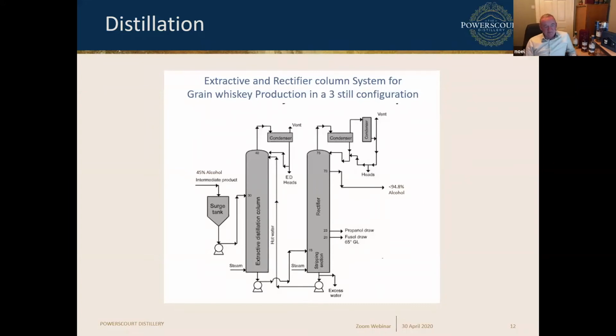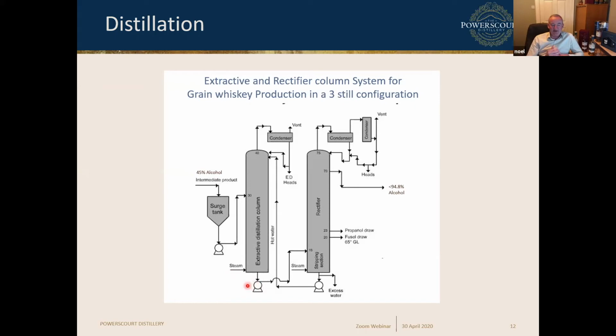This is a little bit more complex than what we talked about in the previous column. Here we have the feed going in at the middle. We're adding water, which is wastewater from the previous distillation, coming in at the top of that ED column. And the water will tend to flow down through the column and out the base and bring with it some alcohol. So the alcohol going in at 45, the water in at the top, steam goes in at the bottom as well, but the alcohol strength at the bottom is maintained at less than 20%.